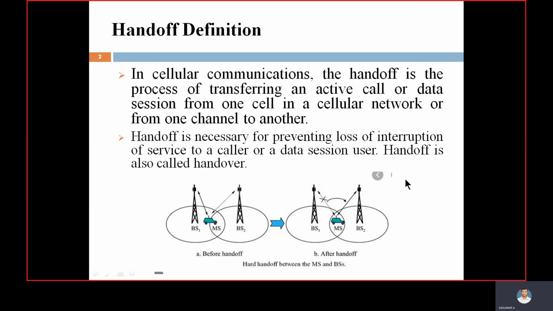From this figure, handoff is the process of transferring an active call or data session from one cell in a cellular network, or from one channel to another, without interrupting the service. That is called handoff. The other name of handoff is handover.